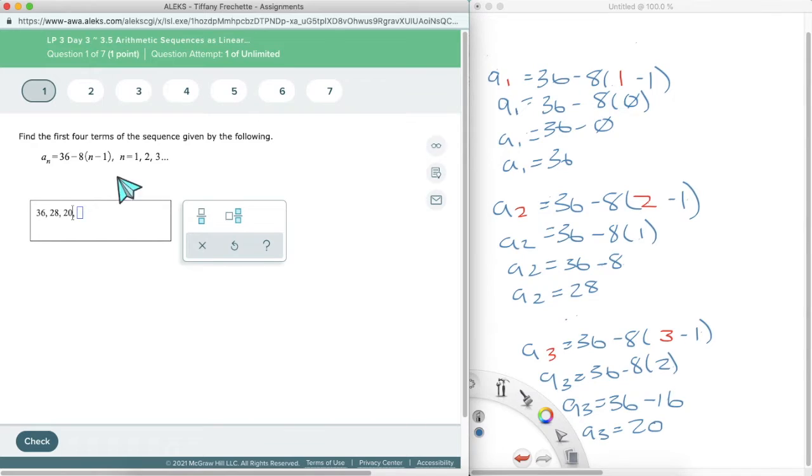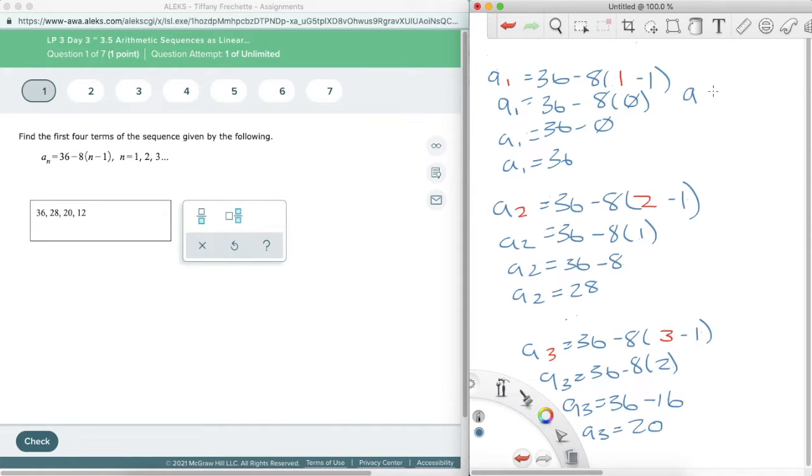Right? So I can even go through and guess. This is going to be 12. But let's go ahead and test it just to make sure. 36 minus 8 times 4 minus 1. So our fourth term would be 4 and 4.